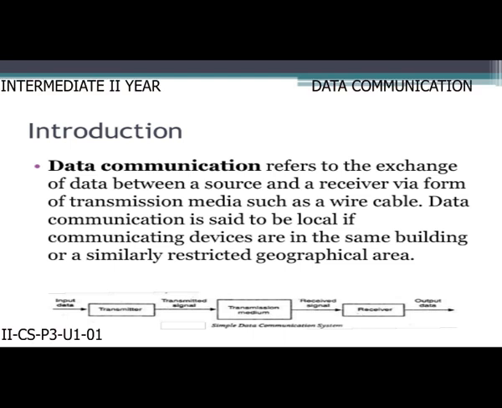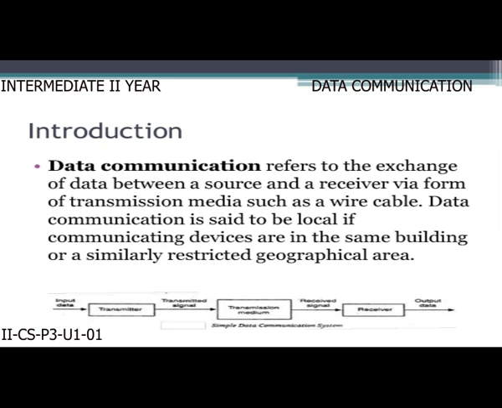So let's come to the topic. What is data communication? The word data communication is the combination of data and communication. So, what is communication? Communication is a process of exchanging information from one point to another point. If it is in the form of data or bits, it is called data communication. Coming to the definition, data communication refers to the exchange of data between a source and a receiver via some form of transmission media such as a wire cable.